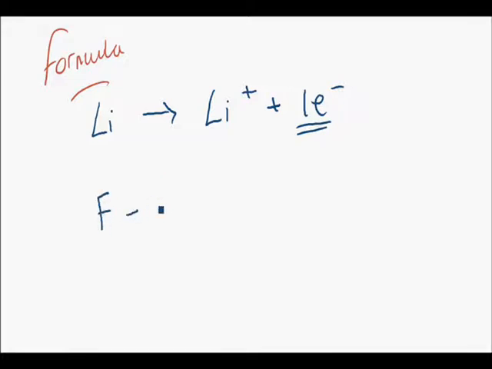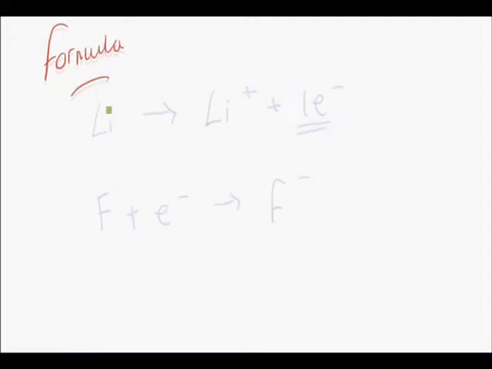The only problem is, what if you get a group 2? Group 2 need to lose 2 electrons to get a full outer shell. They form a 2+ ion. So a calcium ion has lost 2 electrons to get its full outer shell.